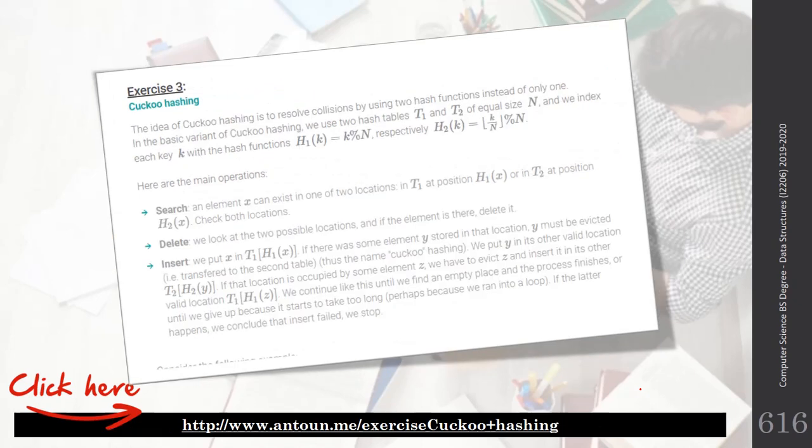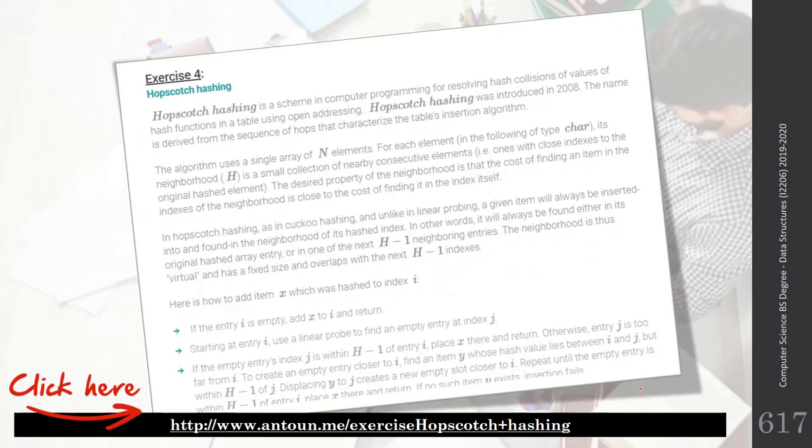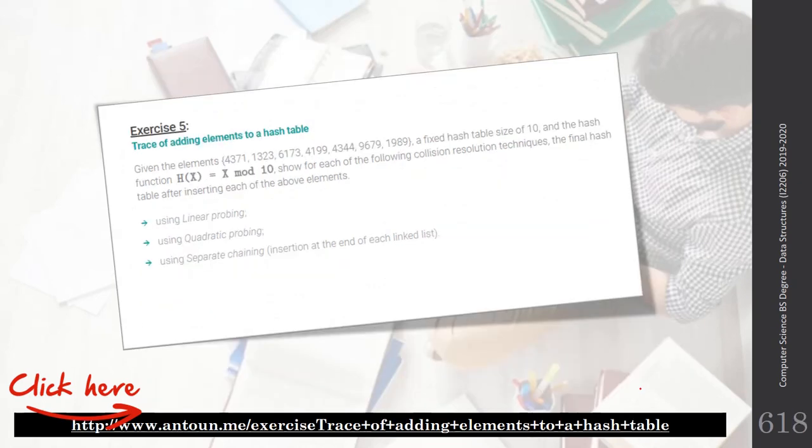For the third one, it's a very interesting hashing called Cuckoo hashing. It was a question on the final exam. Here we'll be using two hashing functions in order to insert an element into a hash table. Then hopscotch hashing, which is similar to Cuckoo hashing. We'll use a linear probing technique, with just some differences. Again, we need to insert and delete some elements in this hash table. Here we need to trace the adding of an element into a hash table using linear probing, quadratic probing, and separate chaining, where we insert the element at the end of a linked list.